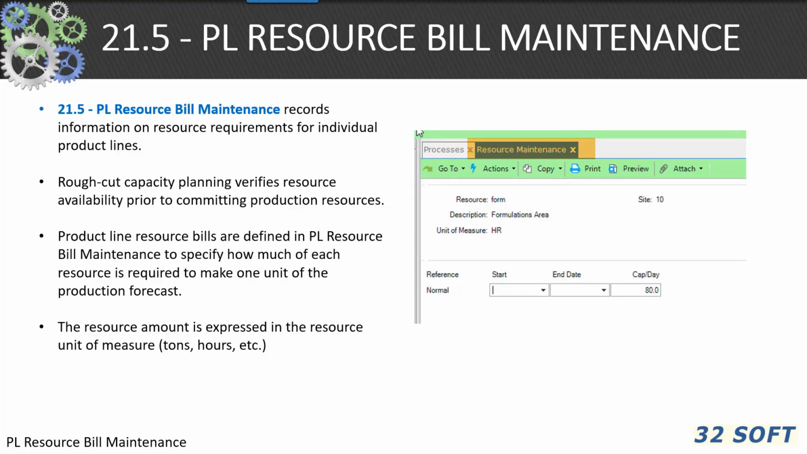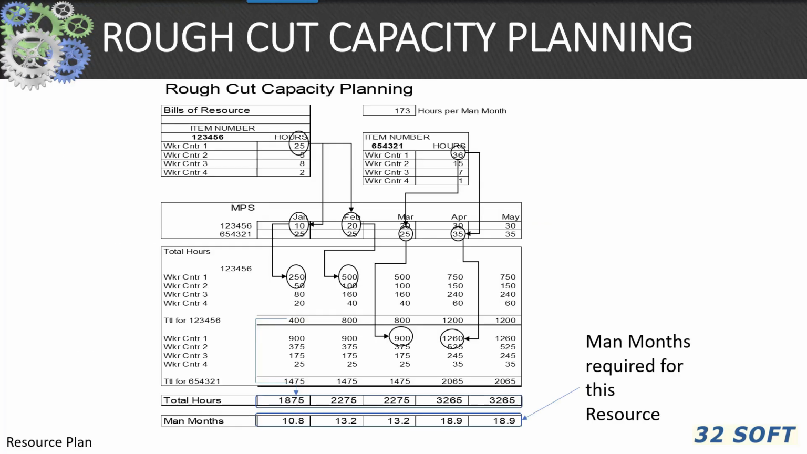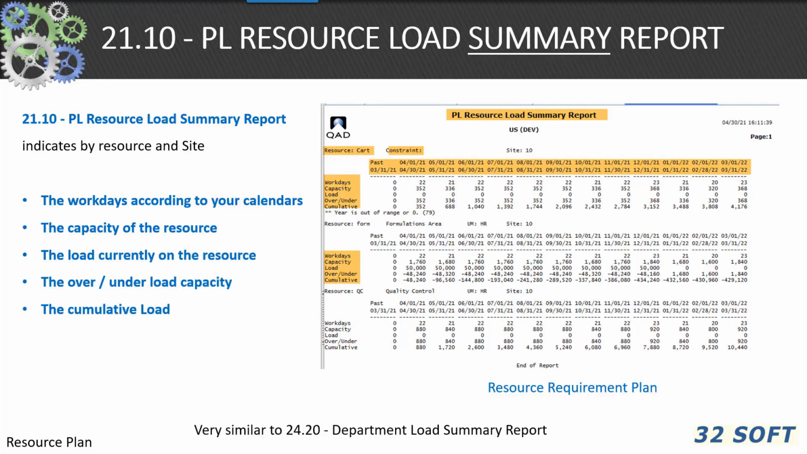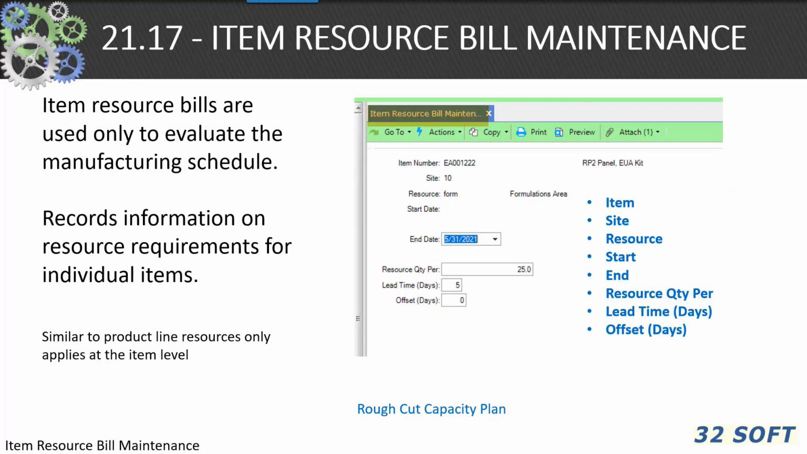21.5, PO resource build. Here you can build your bills of resource and give the system the ability to do your rough cut capacity and your resource requirement. Here's a quick little spreadsheet we worked through our 2018 capacity planning. You can see it's a very simple process. This basically is automated through this resource planning set of menus. The 21.10 product line resource summary shows your work days according to calendar, capacity at the resource, load, over and under capacity, and cumulative load.